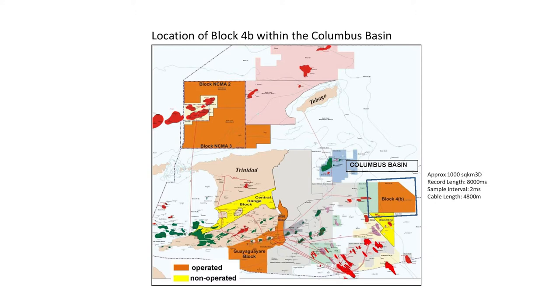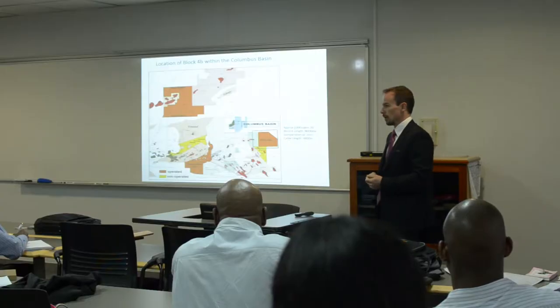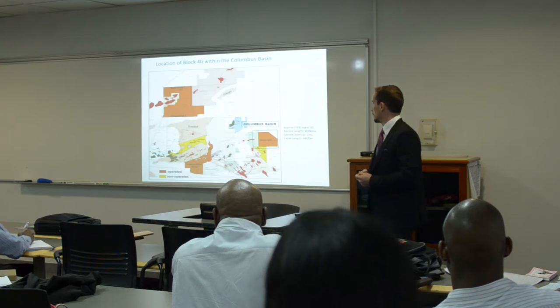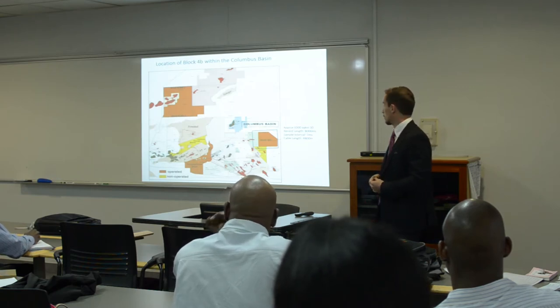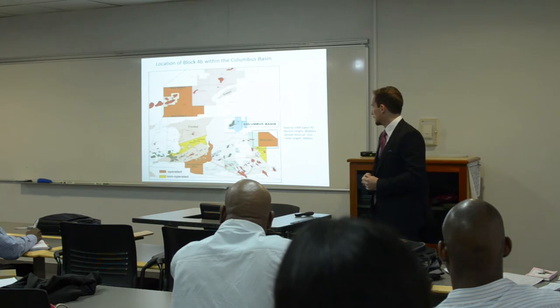The record length is about 8 seconds. That's necessary because we are dealing with such a thick section. Sample interval of 2 milliseconds and cable length of 4,800 metres. So that allows us to do some AVO work that's meaningful to a reasonable depth. This survey was initially shot by Conoco in 1997, and since Nikon picked up the block in 2010 and 2011, we had CGG do some reprocessing of it, so that's led to some significant improvements in image quality. So it's a pretty good quality data set.